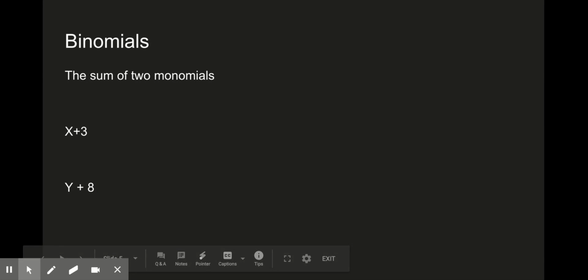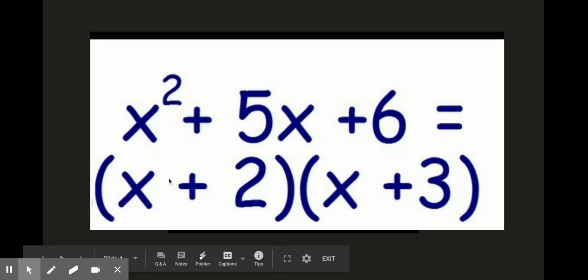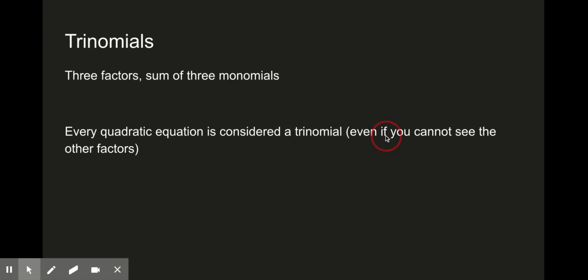Let's go over some vocab really quick. I want to talk about what a binomial is. Okay, it's the sum of two monomials. So x is a monomial, 3 is a monomial. We now have x plus 3, y plus 8. Now it's a binomial. So these are binomials, right? Two pieces. And you could probably guess all quadratics are trinomials because they have 3 slots, right? 3 spaces.